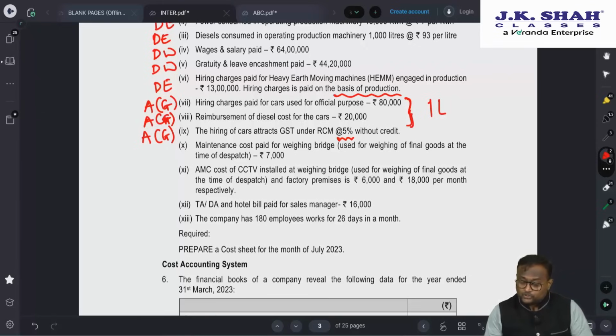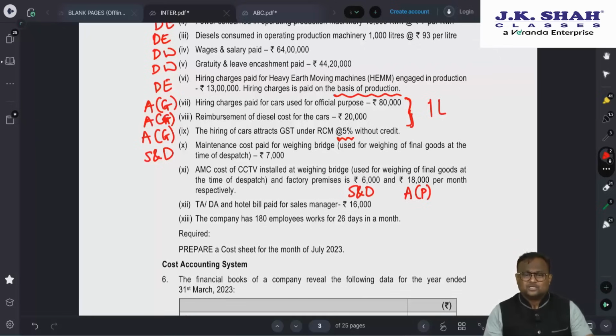Maintenance cost paid for weighing bridge used for final goods at the time of dispatch. So, that has to be selling and distribution. Since AMC cost, annual maintenance cost of CCTV installed in weighing bridge and factory premises. So, weighing bridge is selling and distribution, and factory premises is definitely your admin related to production.